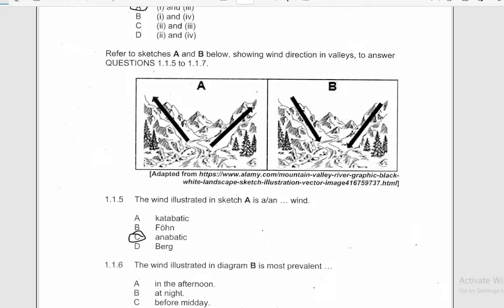We got number 1.16. The wind illustrated in diagram B is most prevalent. We've also discussed this. Diagram B is showing a downslope wind. We said it happens during the night. So the correct response automatically is A.